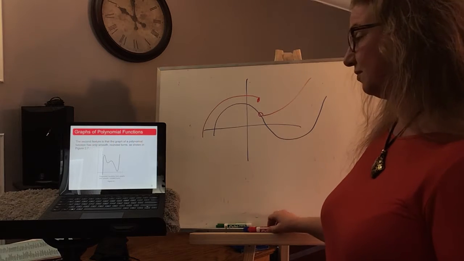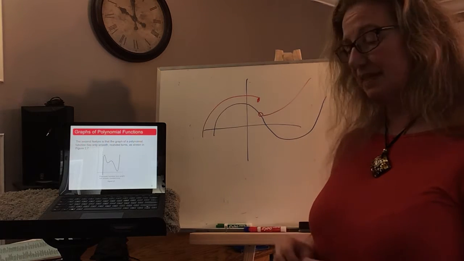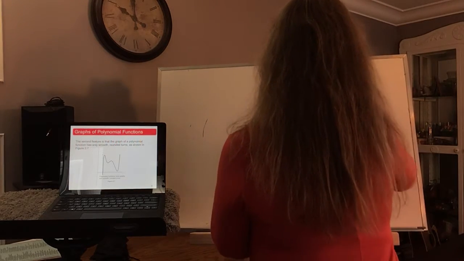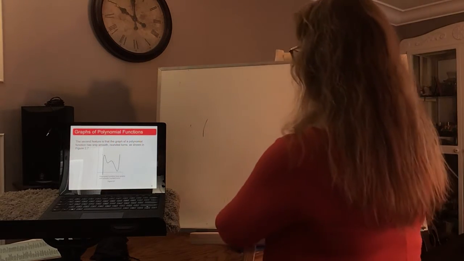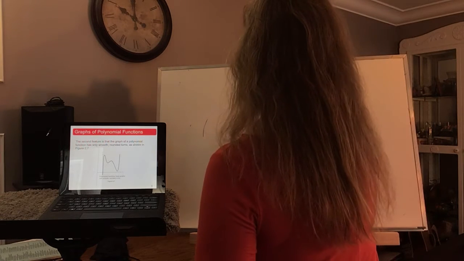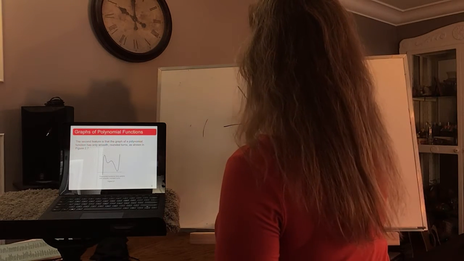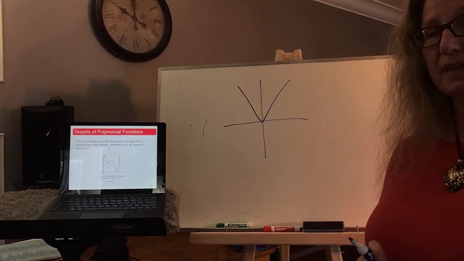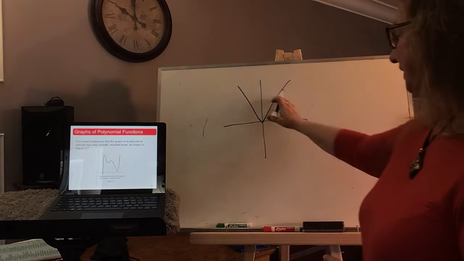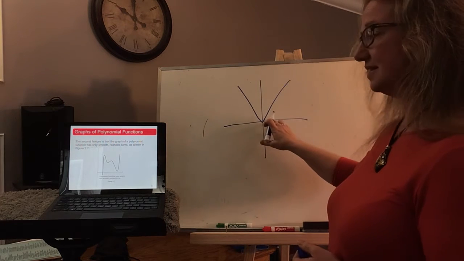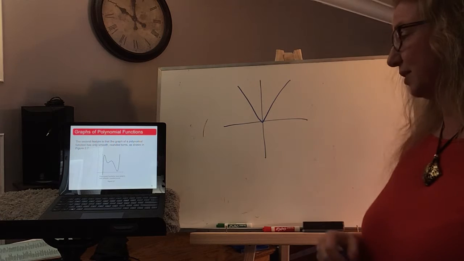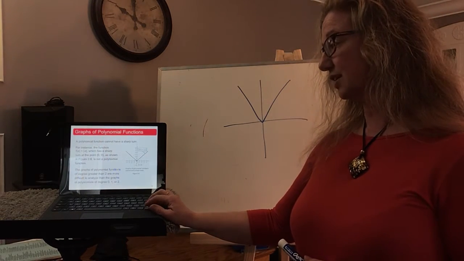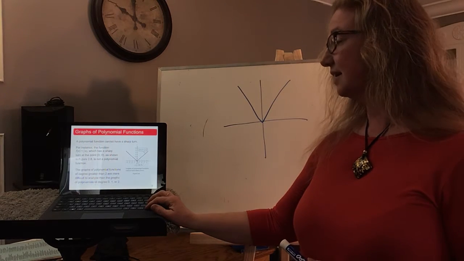So a second feature is this idea that they have to be rounded. So I cannot have something that makes a sharp turn. So if I have a graph where I come down and back up again, and you might recognize that as an absolute value function, this is not going to work. That is not something that is a smooth, continuous function.